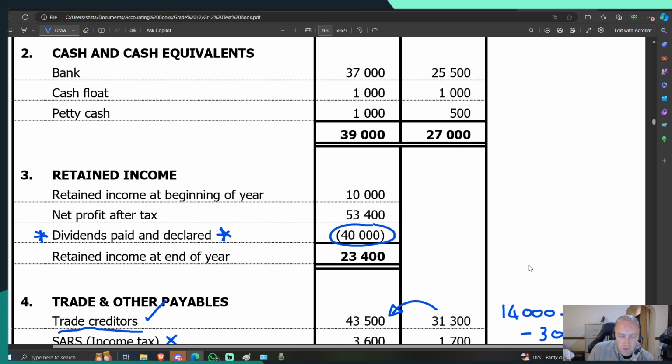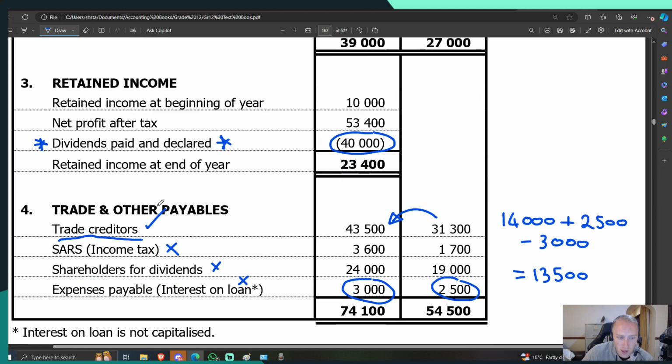40,000. That is for the whole year. But at the end of the previous year, look at our trade and other payables, we had shareholders for dividends of 19,000. That is, we owed 19,000 Rand to our shareholders at the end of the previous year. That we owed it for dividends that we had declared to them. So we have to pay that this year, or we did pay it this year.